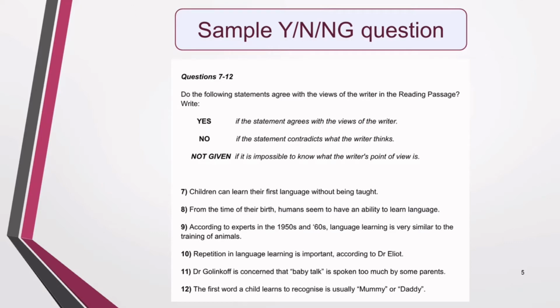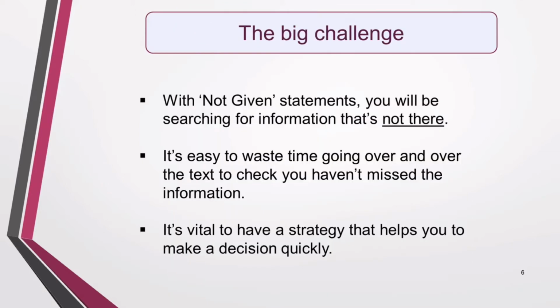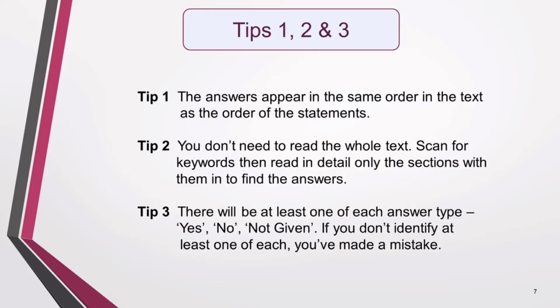The big challenge with yes, no, not given type questions is that for some statements, that is, the not given ones, you'll be searching for information that's not there. This is the reason why some people dread them. You can easily waste a lot of time going over and over the text to check that you haven't missed the information. Hence, it's extra important to have a strategy that gives you the confidence to make your decision and move swiftly on. Now for my 8 top tips.